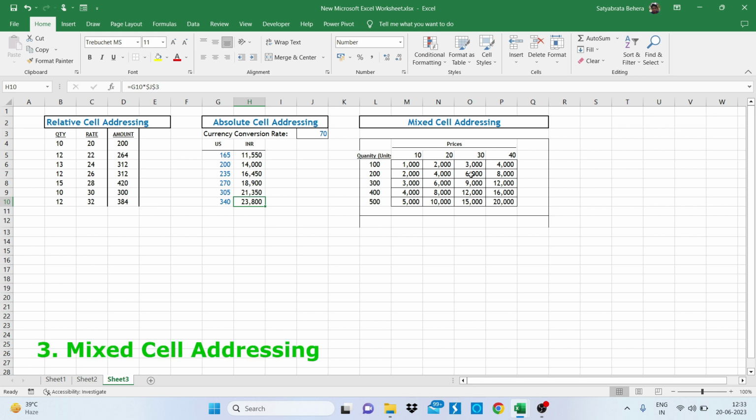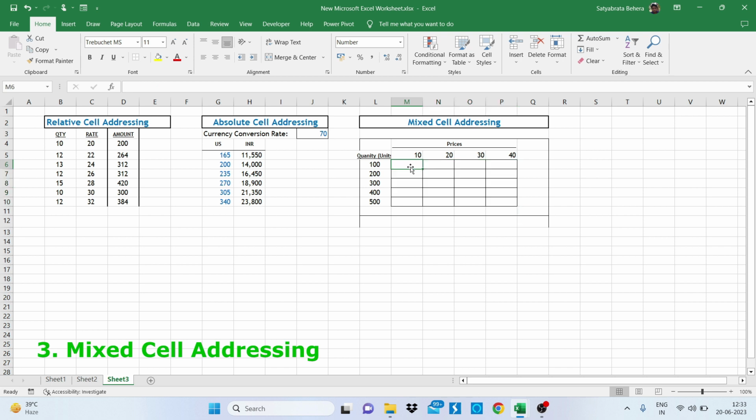Now we will move to mixed cell referencing. A two-dimensional array is there. In column L, the quantities are written, and across row 5 the different prices are written like 10, 20, 30, 40, and in that particular table we want to find the prices across the quantity and the corresponding price. So let me just delete this one.